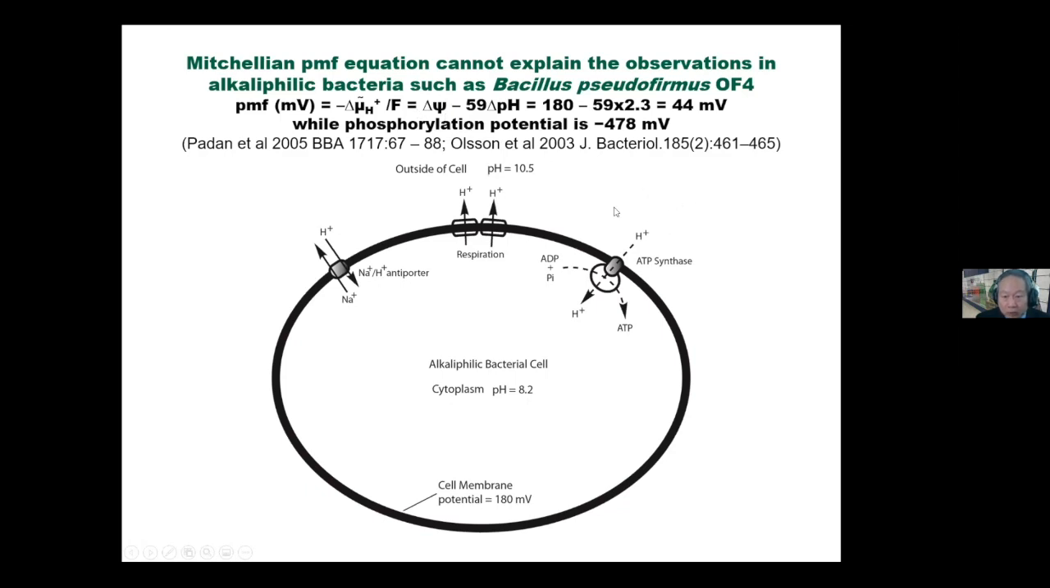Now, according to Mitchell's hypothesis, the proton concentration or the pH difference from outside to inside, okay? Now, outside 10.5, and you minus that, 2.3, right? So this 59 is just a constant, like the RT constant, and that's the internal temperature. So if you calculate with the textbook equation, the proton motive force is only 44 millivolts.